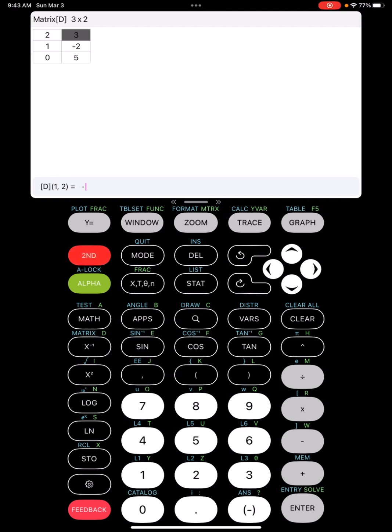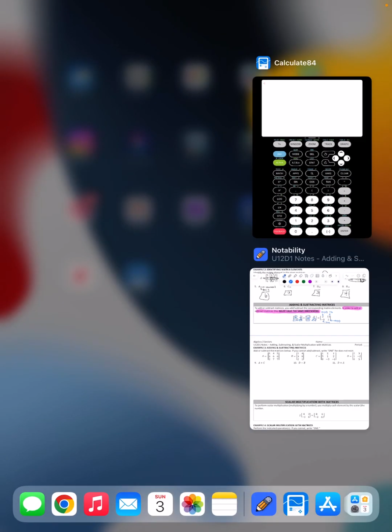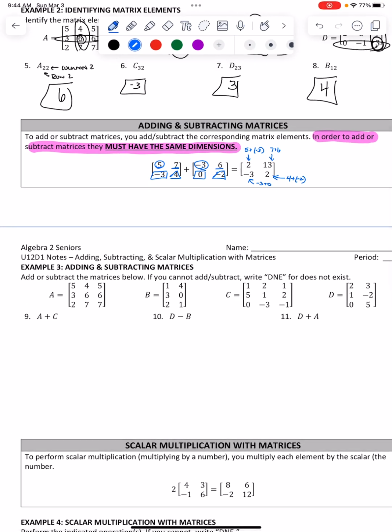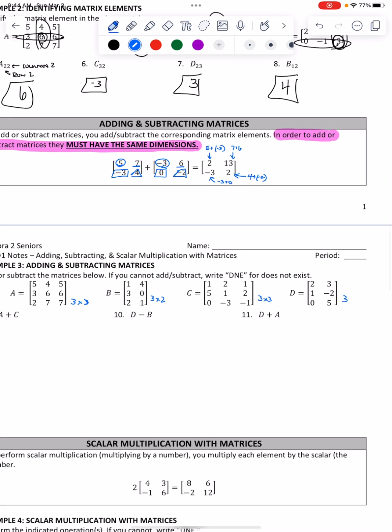So we're going to hit second and then mode up here to quit out of there. Second, quit. Okay. So now we can actually do the math with these matrices. So first one says A plus C. So we said this one was 3 by 3, this one is 3 by 2, 3 by 3, and then 3 by 2.